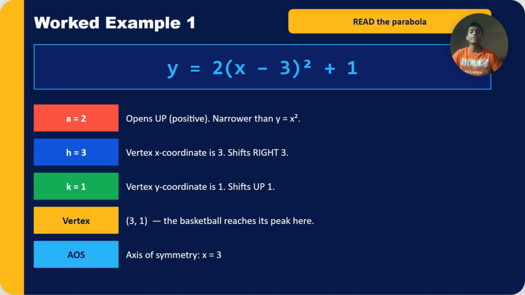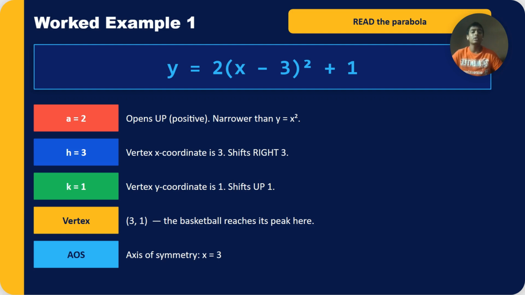Next, we have h equals 3. That means the vertex shifts right 3. Be careful, the formula has minus h. So x minus 3 means h is positive 3. Then k equals 1. Vertex shifts up 1.